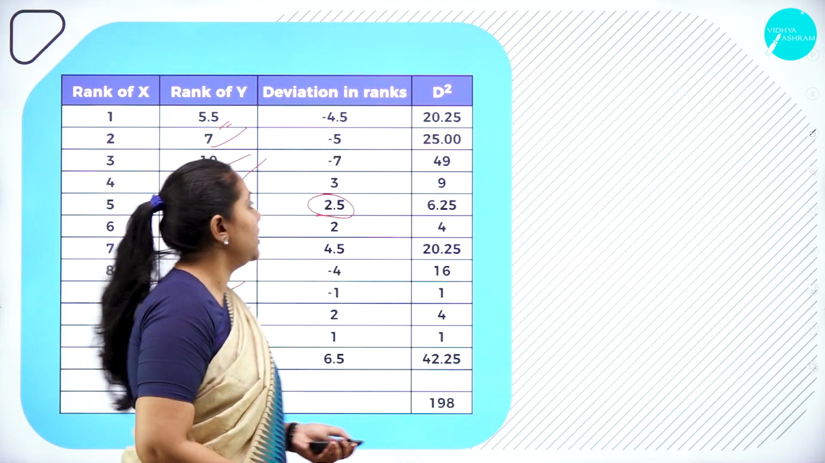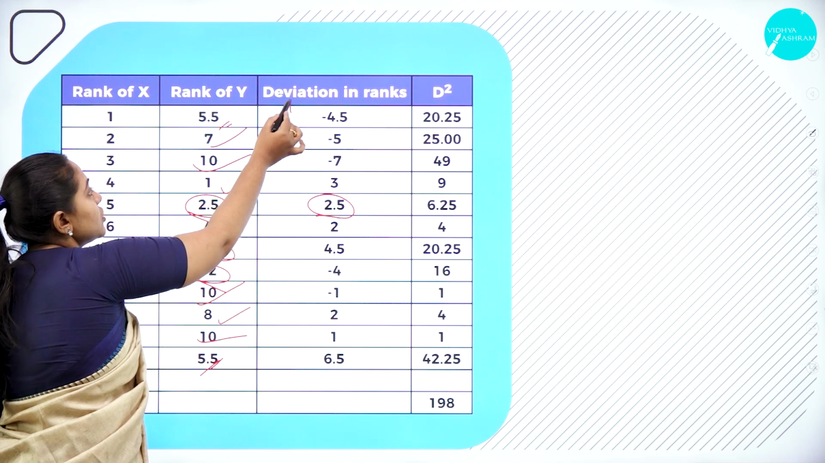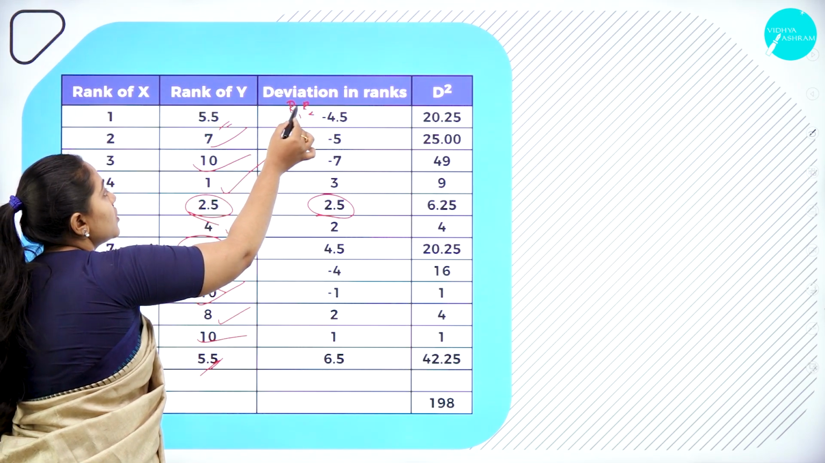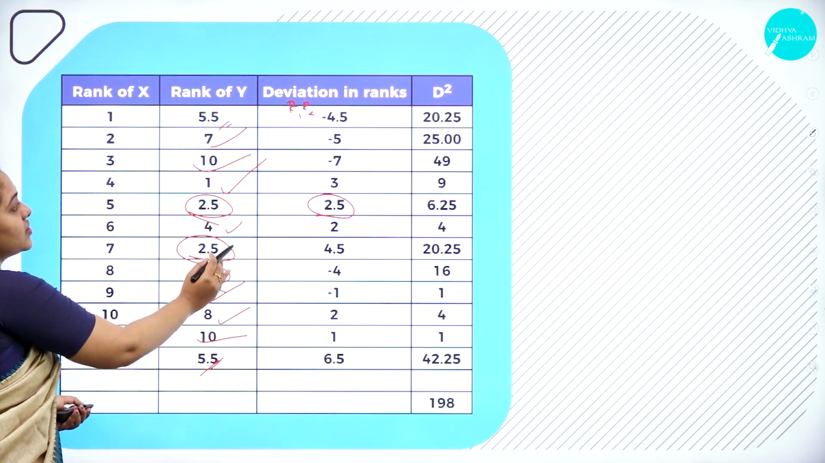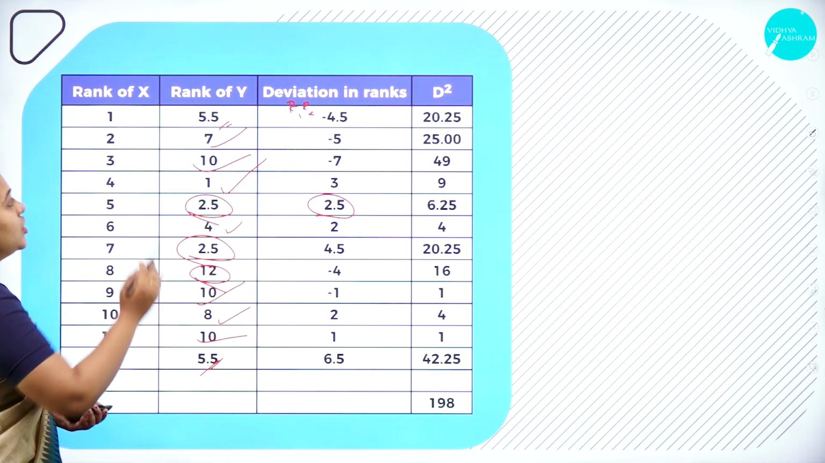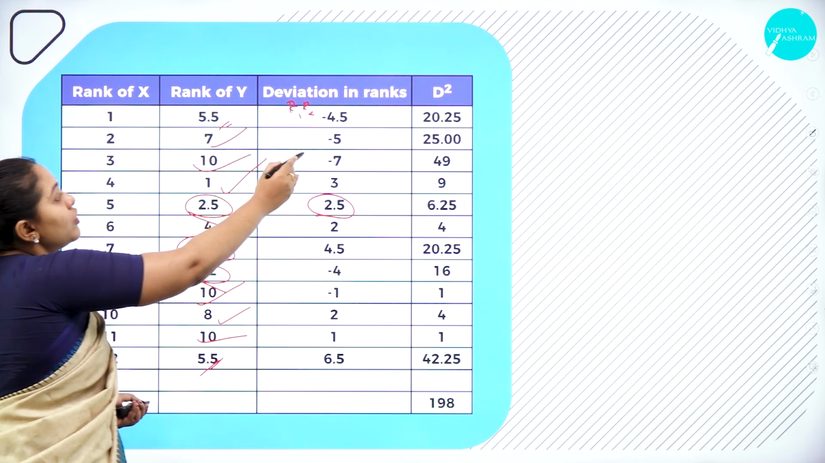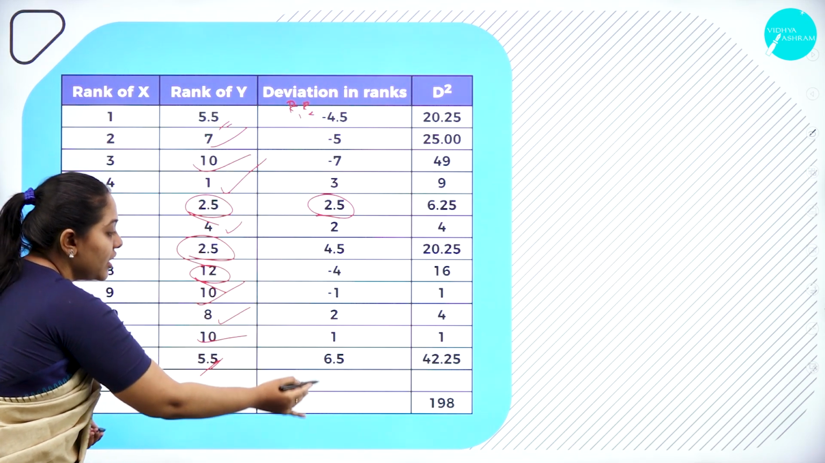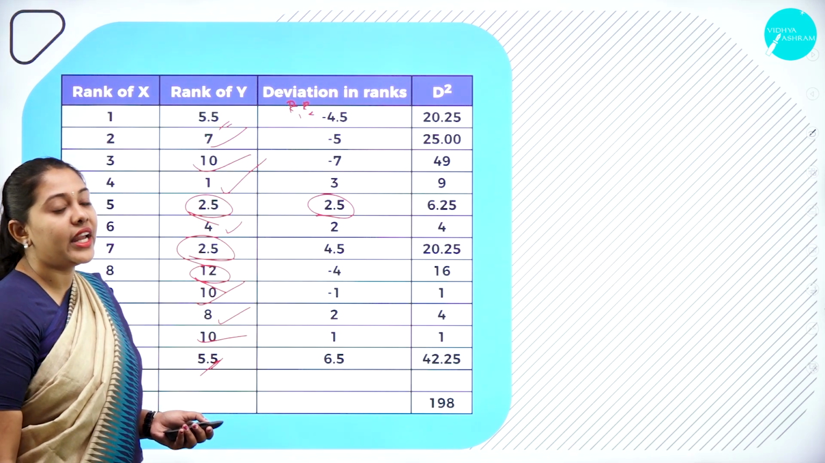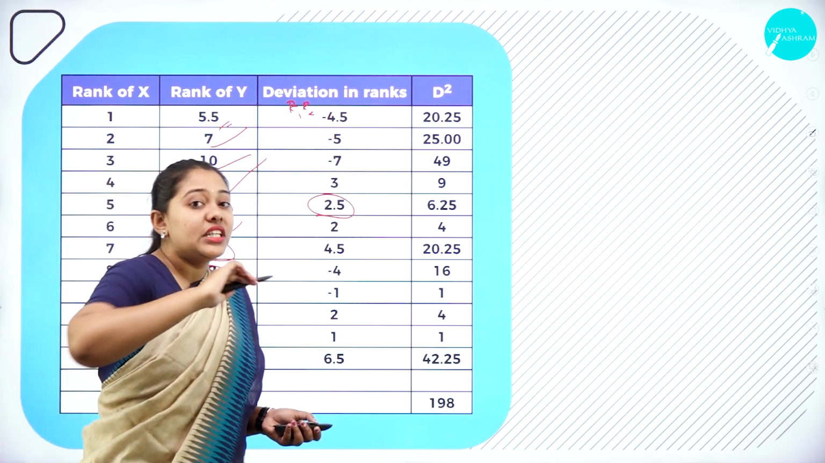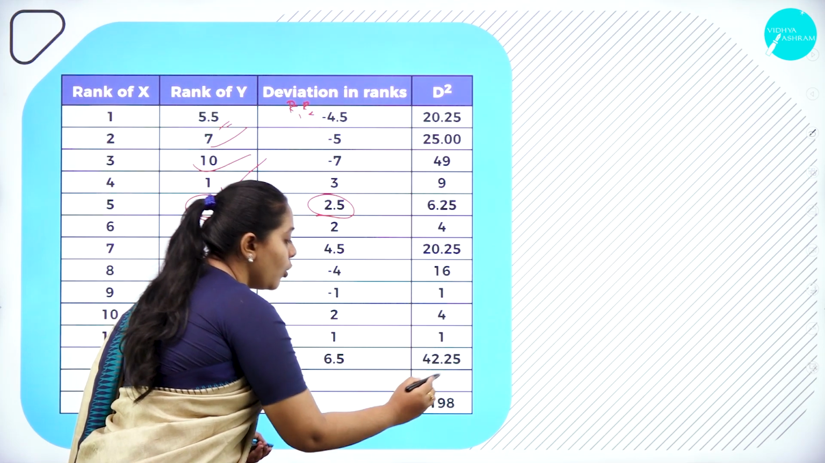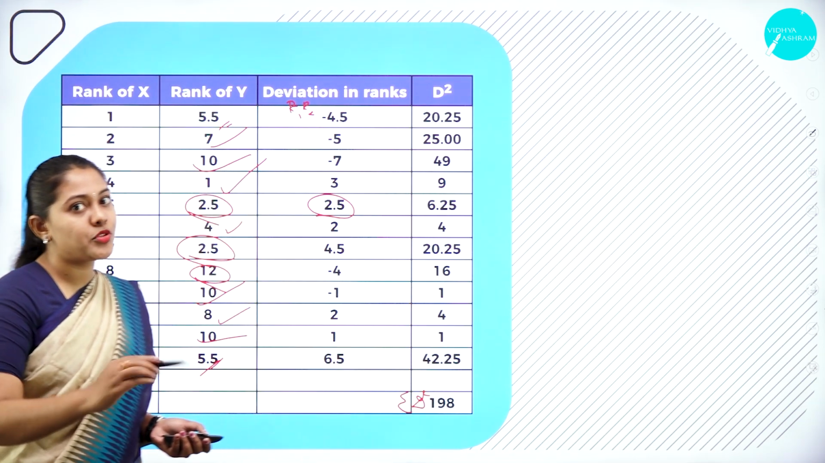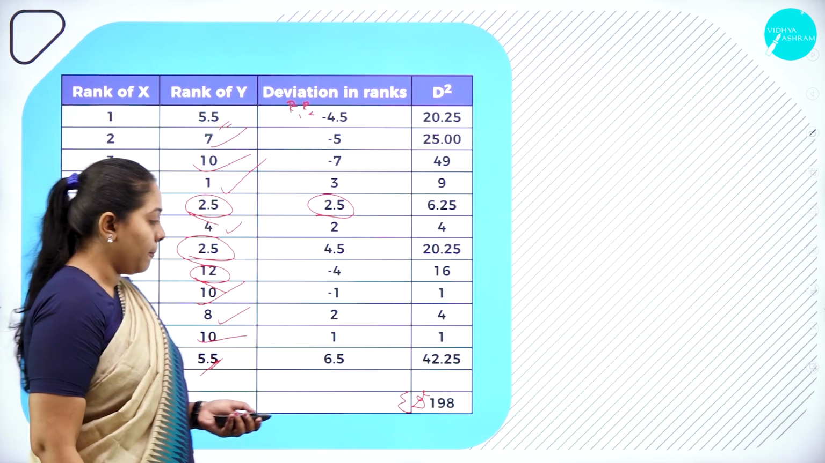So we'll take up the deviation. How to take up the deviation? R1 minus R2, that is rank 1 minus rank 2, you get the deviation. So 1 minus 5.5 is minus 4.5. Similarly, you will do it for all the data and take the d square. From that, the summation of d square will be 198. So let's substitute that into the formula.